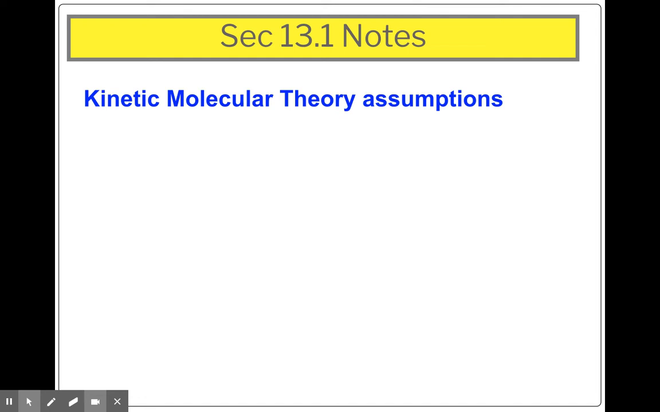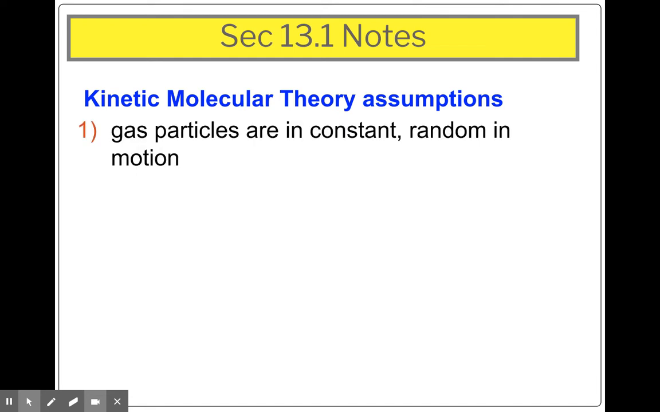So the kinetic molecular theory has three assumptions. The first, in the kinetic molecular theory, we will talk about just in terms of a gas. Gas particles are in constant random motion. So that is one assumption of the kinetic molecular theory. Remember, kinetic means movement, so it's talking about the movement of these gas particles. Gas particles are in constant random motion.